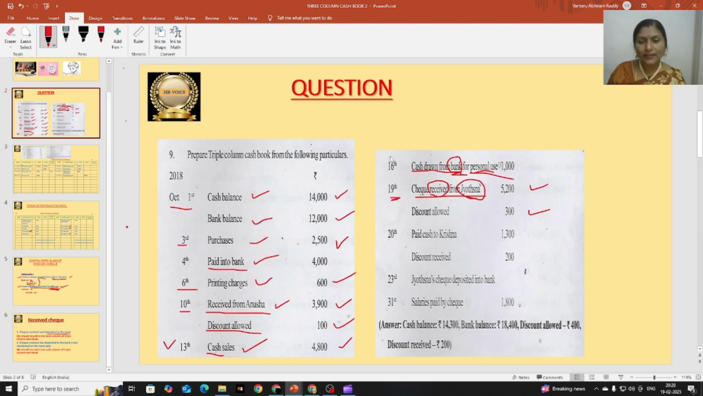So now let us look into the question. 19th date, check received from Joshna 5200. Discount allowed 300. These two are mentioned. Did they give any information that the check is deposited on the same day, on the 19th? They should give that information, that the check is deposited in the bank. Did they give it like this? No. Then that check is not deposited on the same day. The business did not deposit that check in the bank. Then we don't write that check amount in the bank column. We will write it in the cash column. Hope this is clear. Let us move and write.